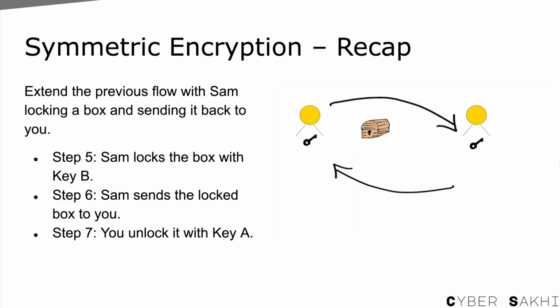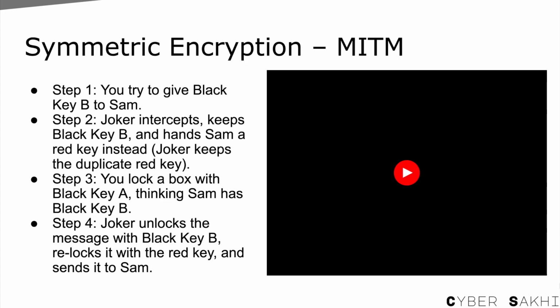Step 6. He sends the locked box back to me. Step 7. I unlock it with my key A and read his message. Simple, right? We are using the same key to lock and unlock the box. That is symmetric encryption in a nutshell. Now let us welcome Joker to this story with a man in the middle attack.